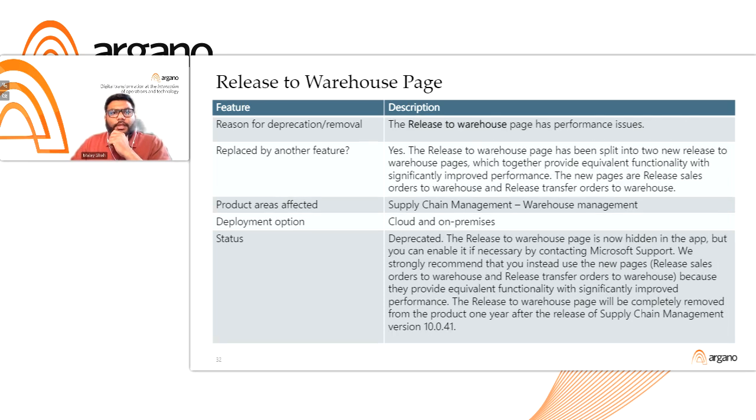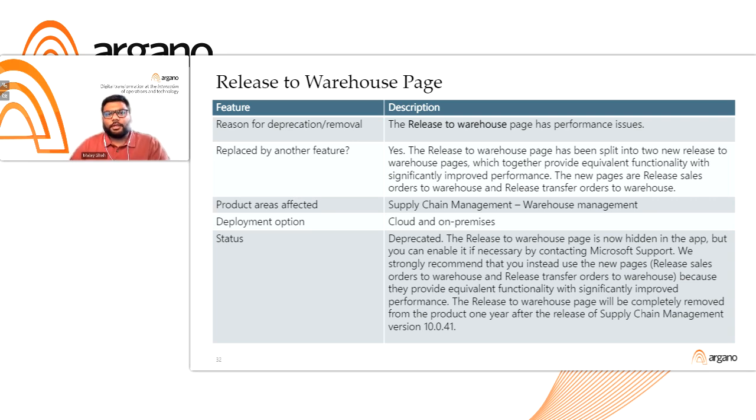And the last one is the release to warehouse page. The release to warehouse page is getting deprecated because of performance issues, and it is replaced by another feature. The release to warehouse page is now split into two new release to warehouse pages, which together provide equivalent functionality with improved performance. The new pages are release sales orders to warehouse, and release transfer orders to warehouse.